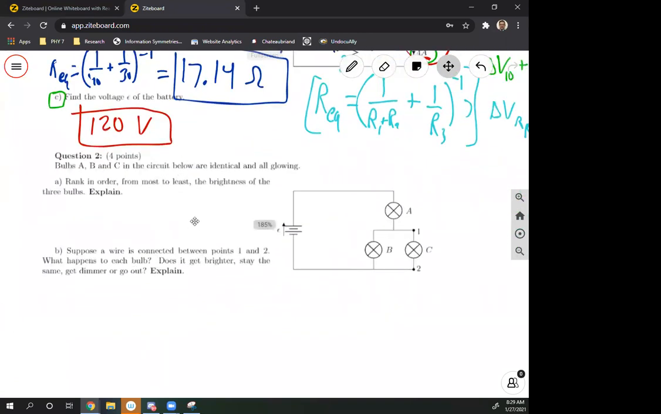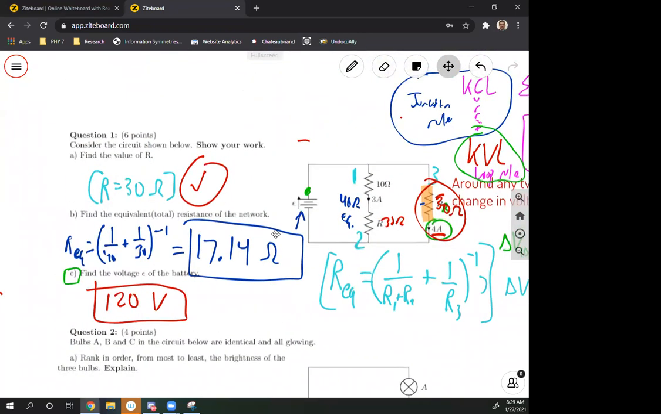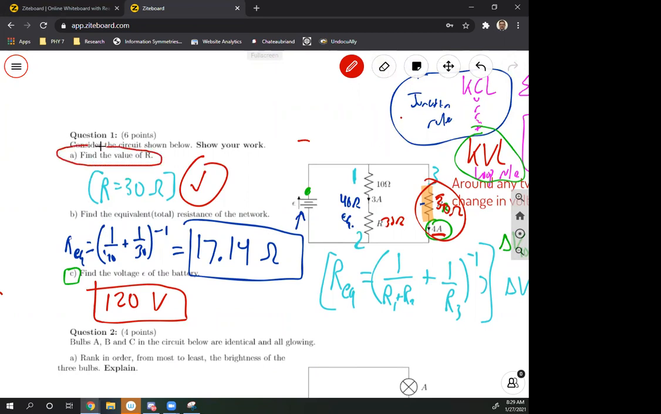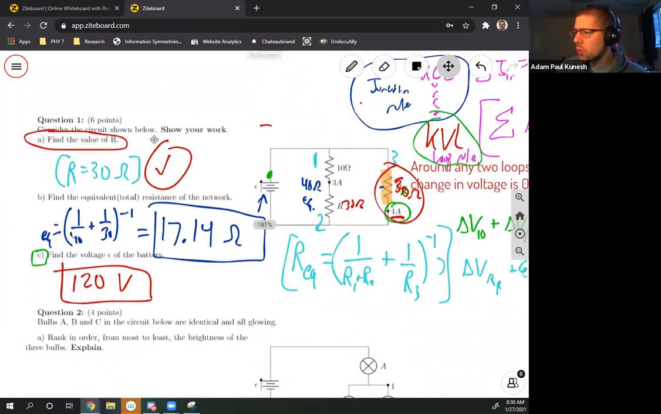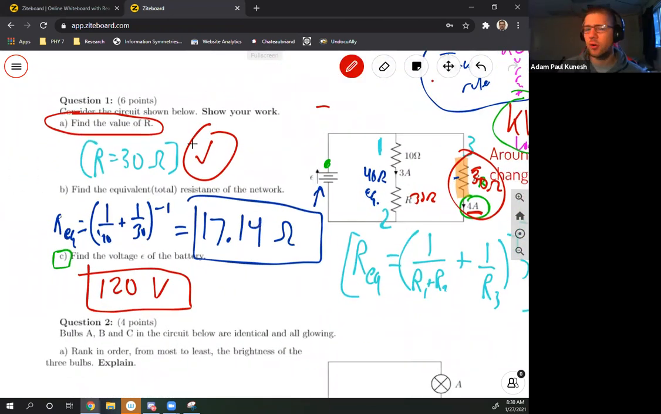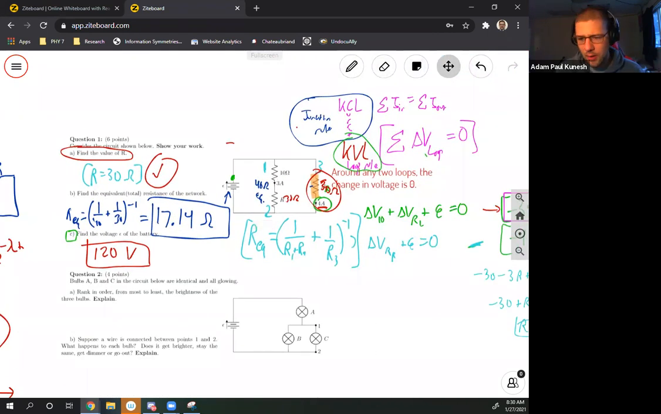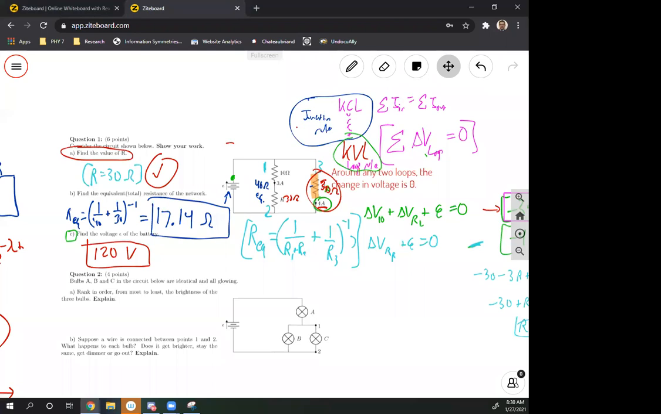Can I ask a question actually about the first part A? Yeah. Just generally, how would you know to take that approach to find R? Sure. So if you aren't sure in general where to start on a circuits problem, Kirchhoff's voltage law and Kirchhoff's current law are the way to go. Okay.